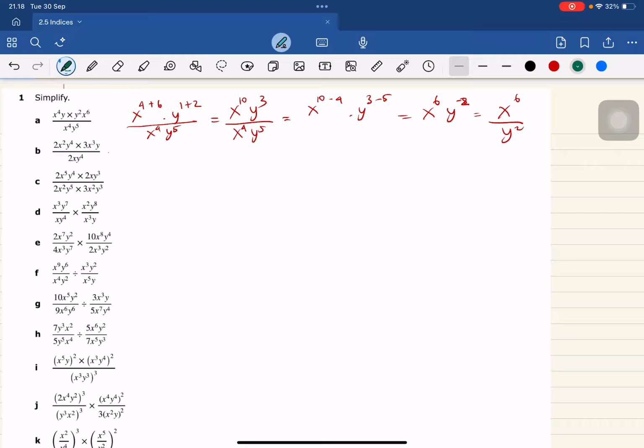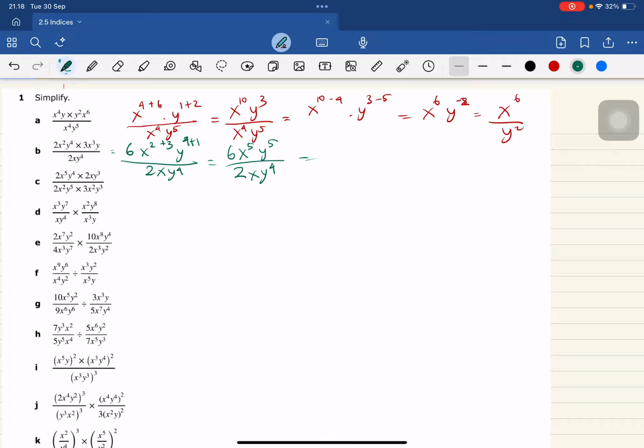Next, this also we do the same thing. Coefficient with the coefficient: 2 times 3 is 6. And then x power of 2 times x power of 3, and y power of 4 times y, then divided by 2x y power of 4. So this will give us the answer of 6 x power of 5 y power of 5, and then divided by 2x y power of 4.